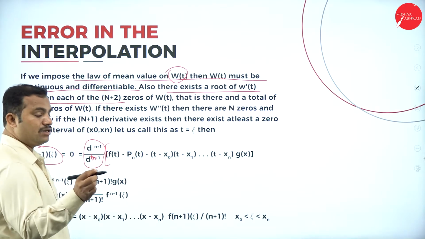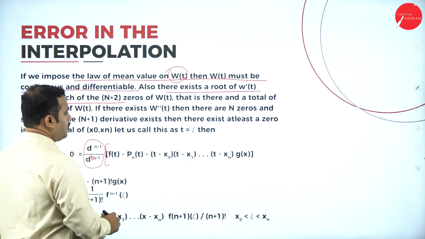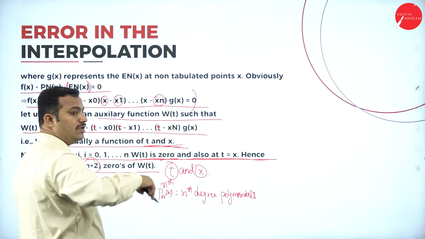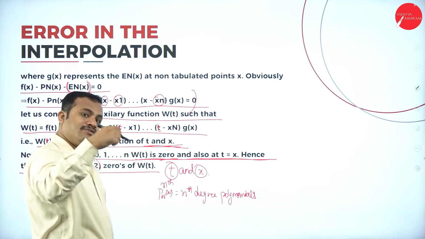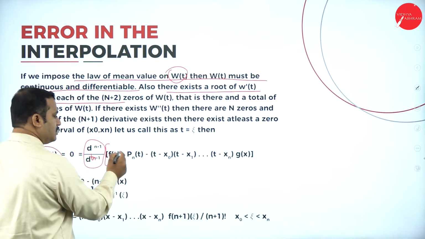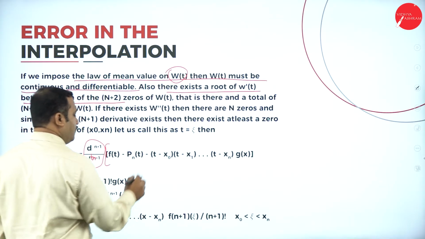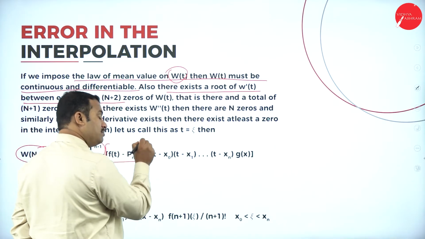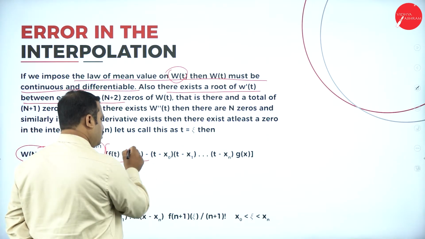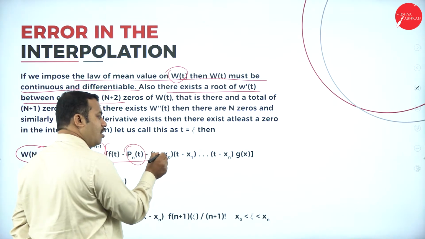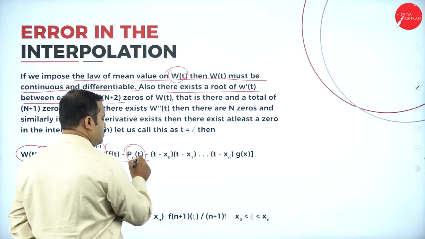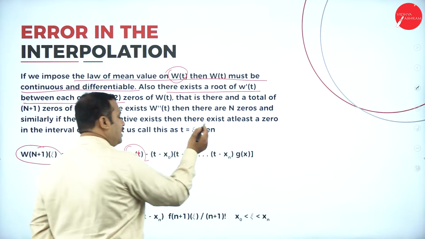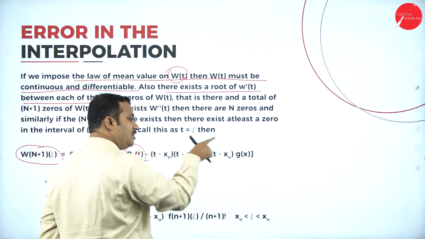I am expressing it in terms of t as well as x, because I have the two terms here, t and x, because w of t is a function of t as well as x. So I have to represent it in terms of t as well as x. If that is the case, f of t minus Pn of t. What is the meaning of Pn of t here? Pn of t is the polynomial of nth degree. Then in place of x I have t here. Then what is the error rate? Error rate must also be defined in terms of t and x.